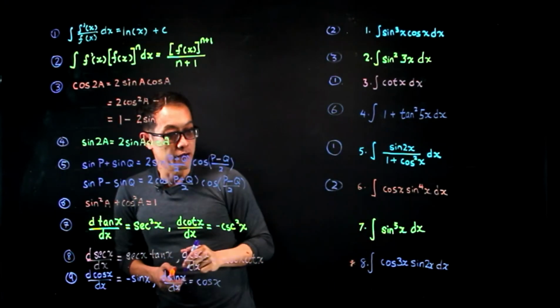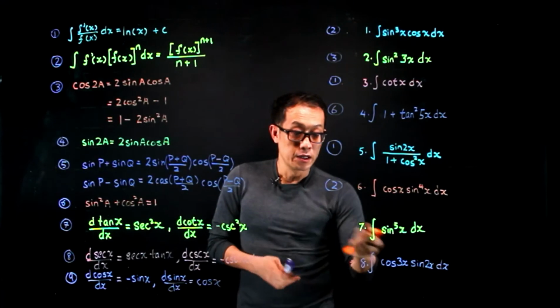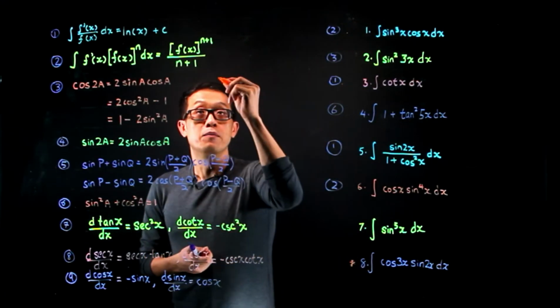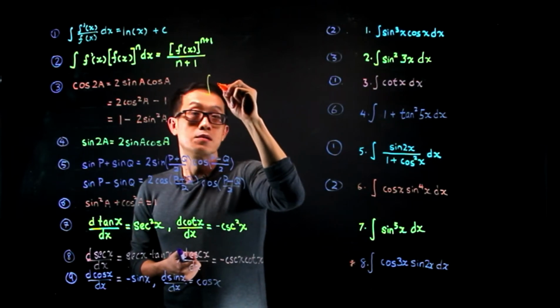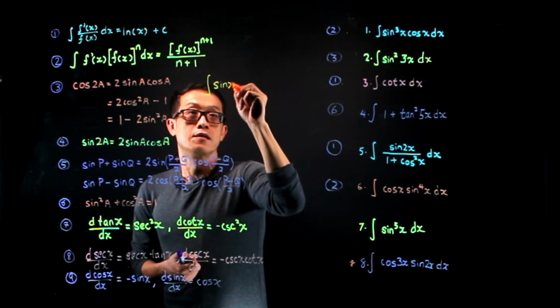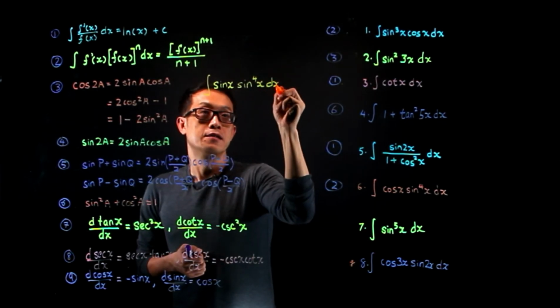Okay, sine to the power of 5x. This is a bit tricky. Now you can break it down into sine x, sine to the power of 4x dx.